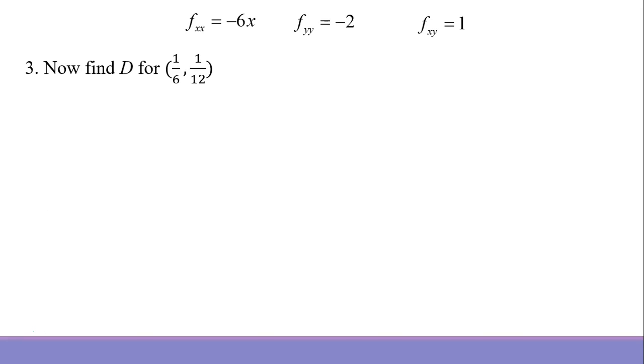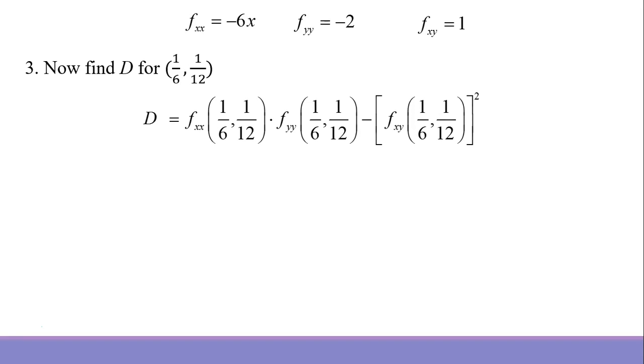Now back to the second point we found. We had 1/6 for x, 1/12 for y. To find the value of d, we'll have to substitute 1/6 in for the x that we see in f sub x equals -6x. Since f sub y and f sub xy are both constants, there's nothing to substitute into those second derivatives. And when we simplify, we get a value of 1 for d this time.